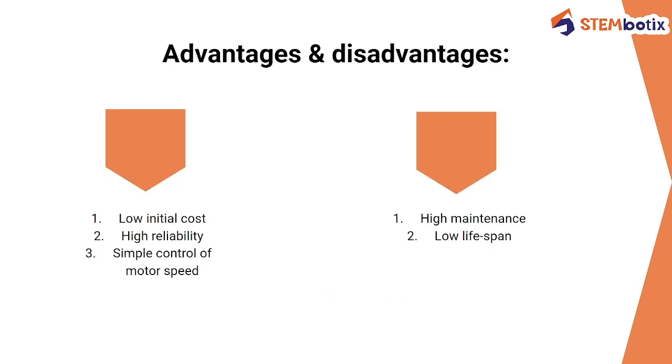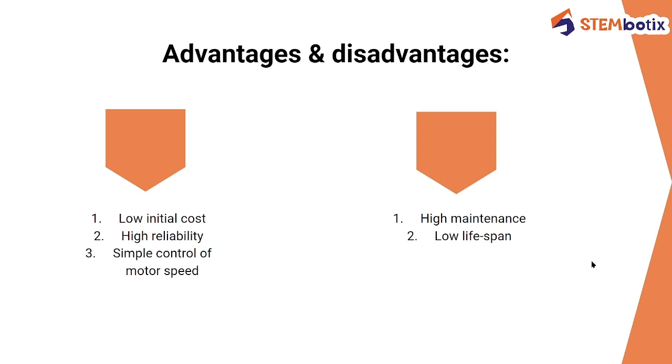Now let's see the advantages and disadvantages. The advantages of brushed motors are that they have a low initial cost, meaning the initial cost of them is very low. They have high reliability, meaning this type of motor is highly reliable, and they also provide simple control of speed, meaning brushed DC motors have simple control of motor speed.